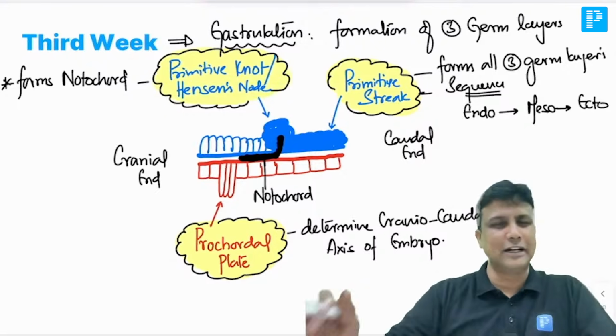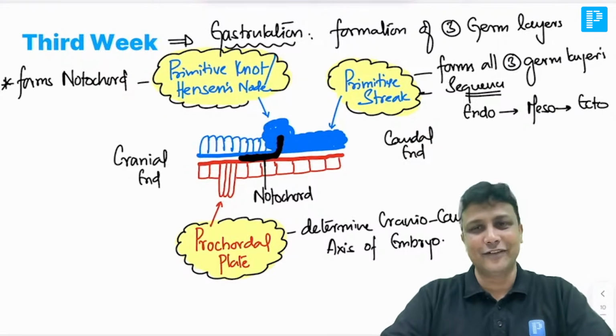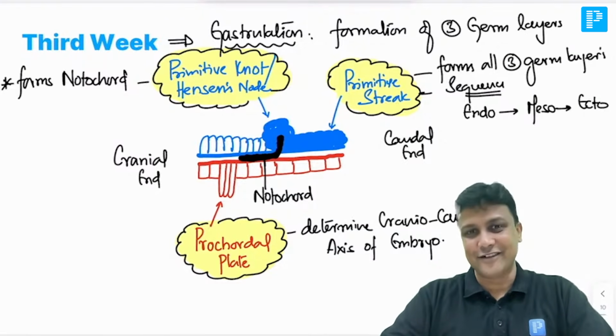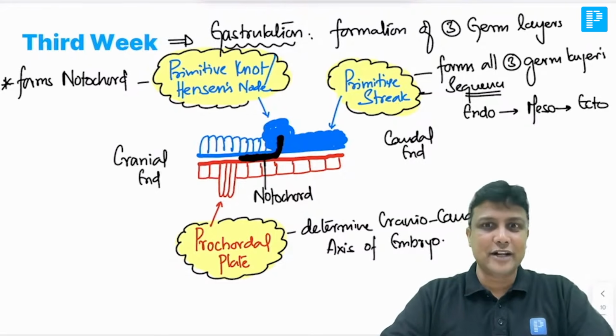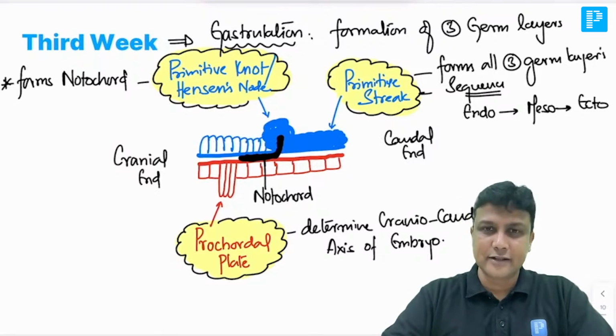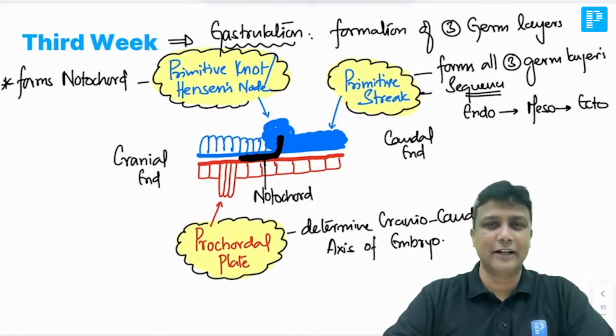That's all. So in the second week everything is double, and in the third week it is triple. Remember these three things, and the story is done. So which structure is going to decide the craniocaudal axis of the embryo? That is nothing but the procaudal plate. Which structure is going to form all three germ layers? That is the primitive streak. And which structure is going to form the notochord? The notochord is formed by the primitive knot. That's all. Done.